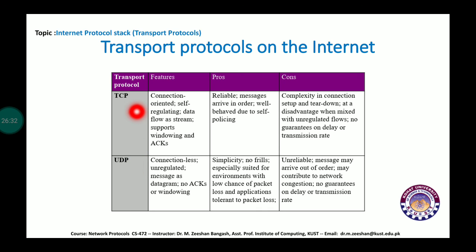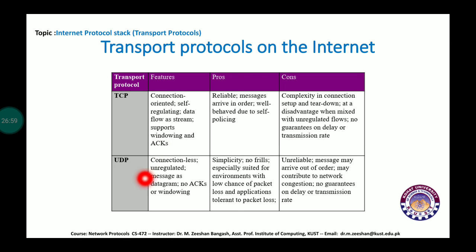TCP is a reliable protocol which works on the three-way handshake mechanism, and messages arrive in order and are well behaved due to its self policy. However, it has some concerns related to the complexity in connection setup and teardown, and a disadvantage when mixed with unregulated flow. There are no guarantees on delay or transmission rate.